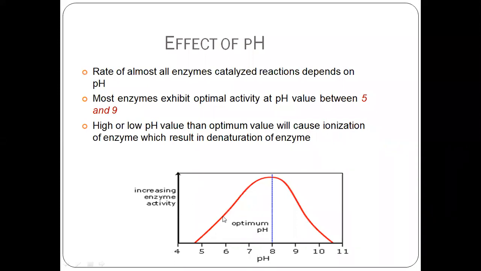As the pH of the solution is increased here, the activity of the enzyme is slowly increasing. At pH 8, the enzyme is having maximum activity. This pH at which the enzyme is having maximum activity is known as optimum pH. After this pH 8, if we still increase the pH, the activity is falling here. That means what? The enzyme is slowly denaturing.